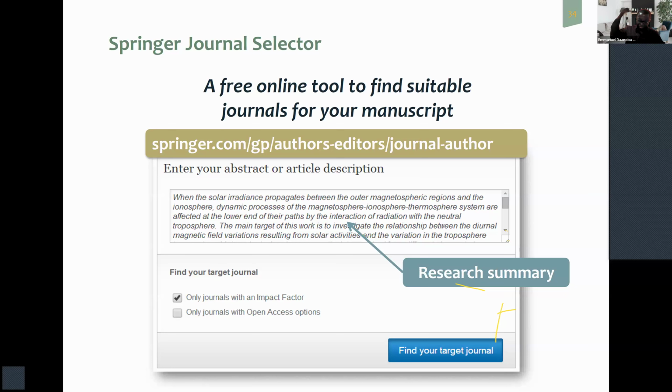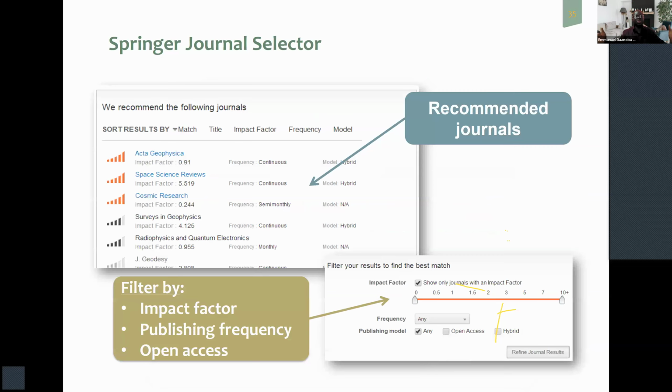From Scopus onwards, Science Citation Index Expanded, Emerging Sources Citation Index, those are the journals that begin having impact factors. And so they are the ones that are credible. You can say they are very good journals. So you tick that these are the ones you want. Or if you want journals with open access options, you tick that as well. Then you go and find your target journal. Then bingo, a lot of journals will pop up.